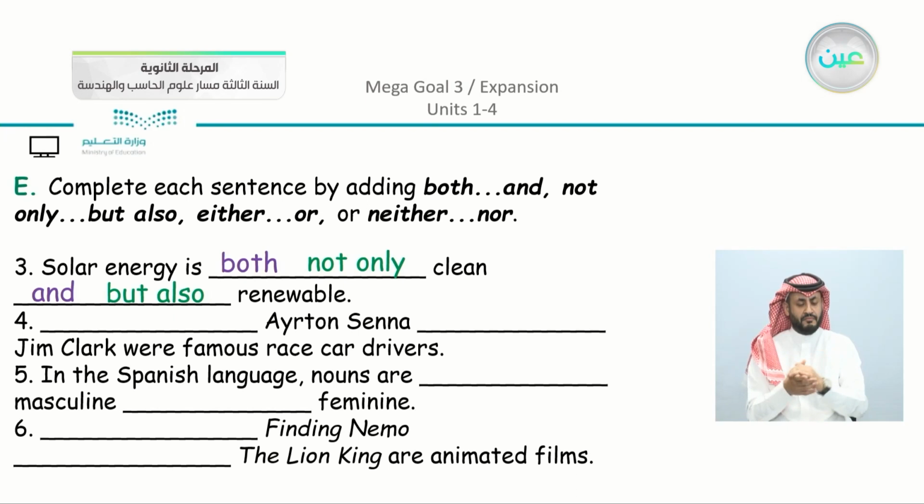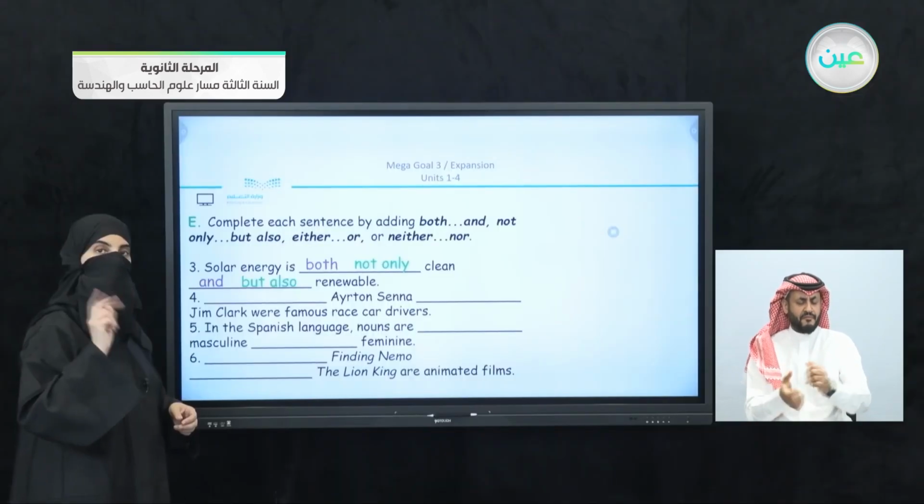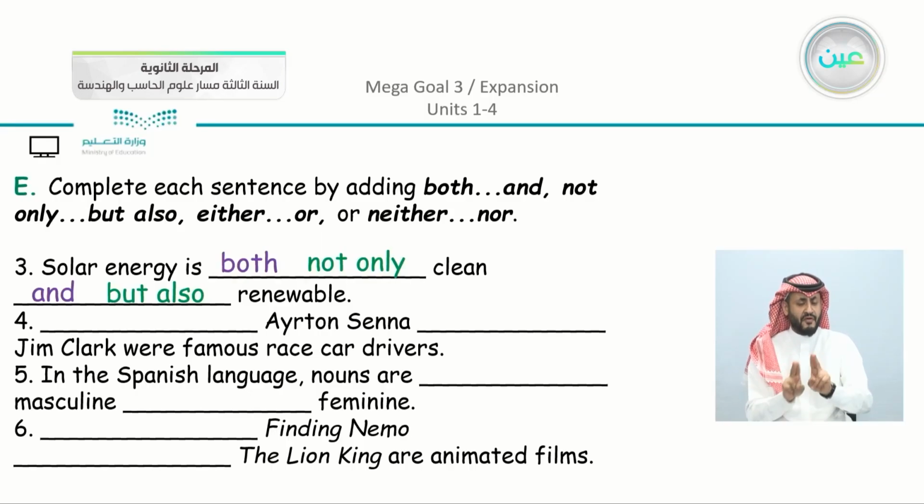Moving on, we have number 4. Now we have Ayrton Senna, Jim Clark were famous race car drivers. So we are talking about 2 race car drivers here. We can say that both Senna and Clark were famous race car drivers.